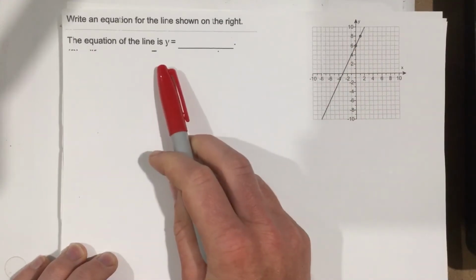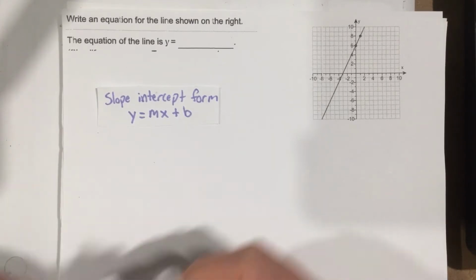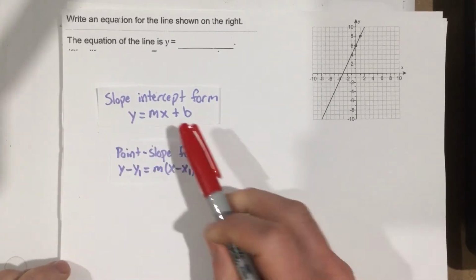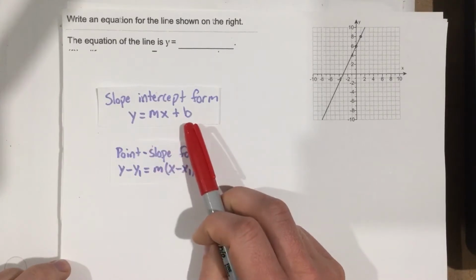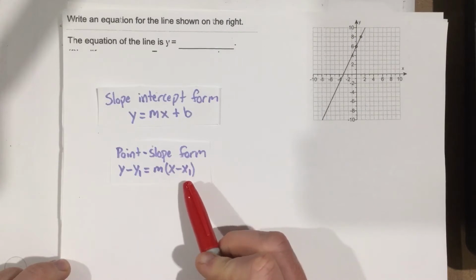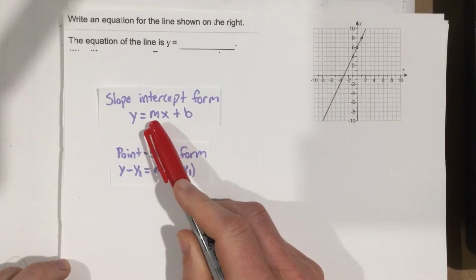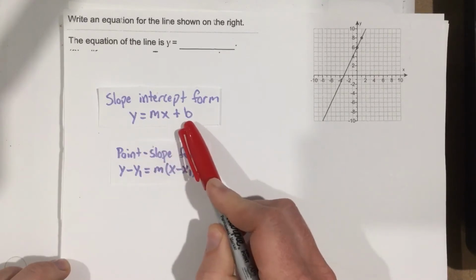Now, if we want to write an equation for this line, we need to go back and think about our knowledge from linear equations. We know that there are two forms that we can write an equation for a line in. One form is slope-intercept form, which is y equals mx plus b, and the other form is y minus y1 equals m times (x minus x1). We're going to use slope-intercept form basically anytime they give us the slope and the intercept in the problem.